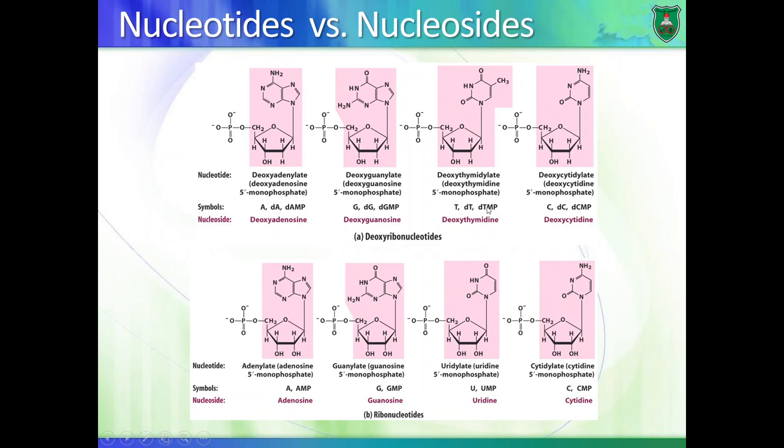So the difference here is that we have a T conjugated to the deoxygenated sugar, or uracil conjugated to the ribose sugar. Note the abbreviations for each one of them, C, T, G, A, and so on.